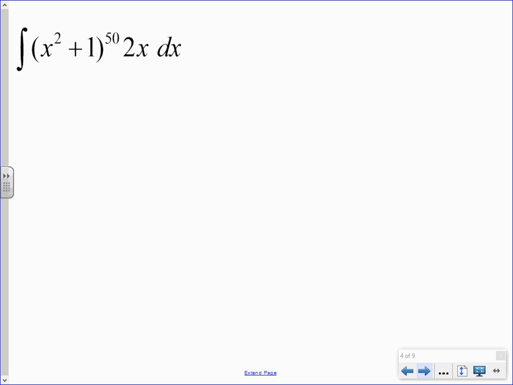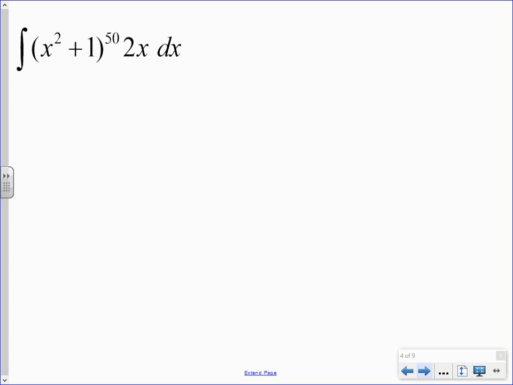Okay, so do you notice how we have a composition times another function? We have something inside of that, something to the 50th power, right? And then we have it multiplied by another function. So this is our composition times another function, okay?